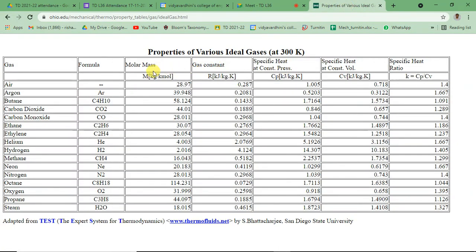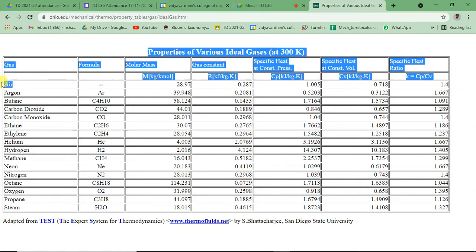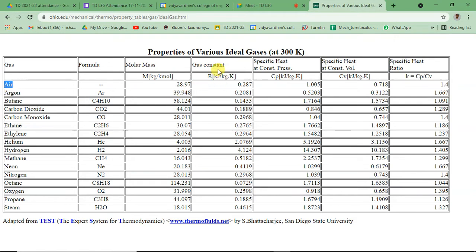So understand this table. This table has been shown for properties of various ideal gases. The first thing is, this is a table of ideal gases at a temperature of 300 Kelvin. Properties vary according to temperature. Now for air, you can see R value is given as 0.287 kilojoule per kg Kelvin, Cp is 1.005 kilojoule per kg Kelvin, and Cv is 0.718 kilojoule per kg Kelvin.